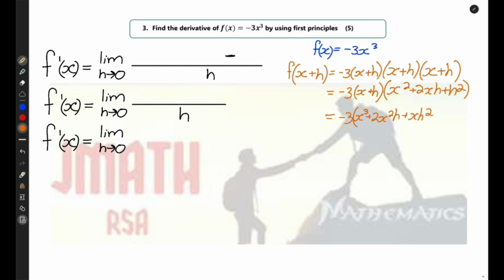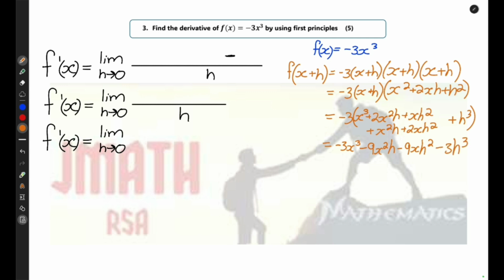Now I'm going to multiply everything by h, and that would give me x squared h plus 2xh squared, and then the last one would be plus h cubed. If I now add the like terms and multiply the minus 3 in, my final answer would be minus 3x cubed plus, there's a 3x squared h times negative 3. So this is minus 9x squared h. The other one also minus 9xh squared, and then minus 3h cubed.